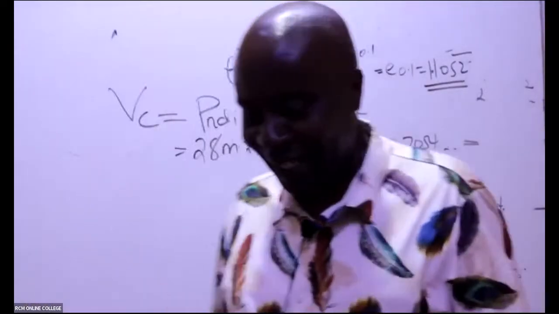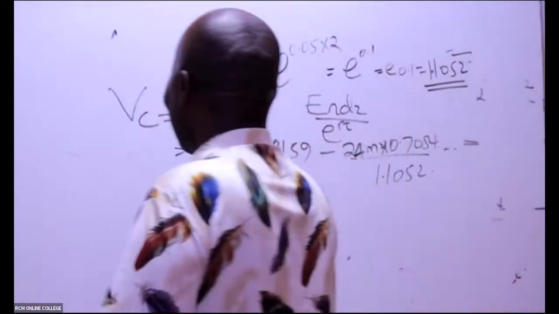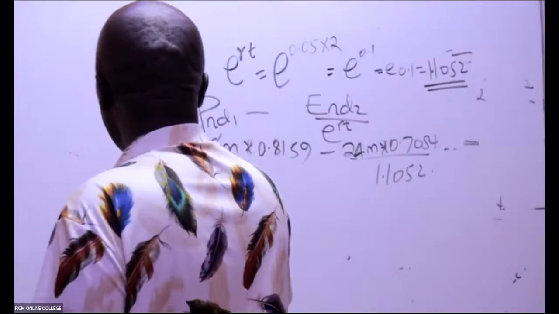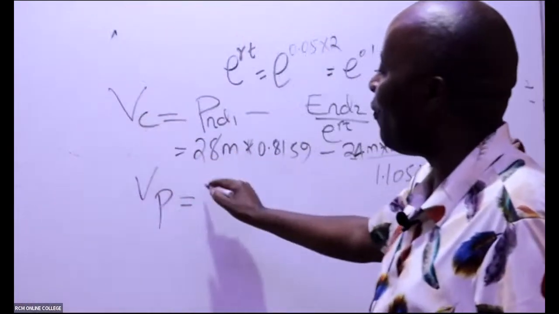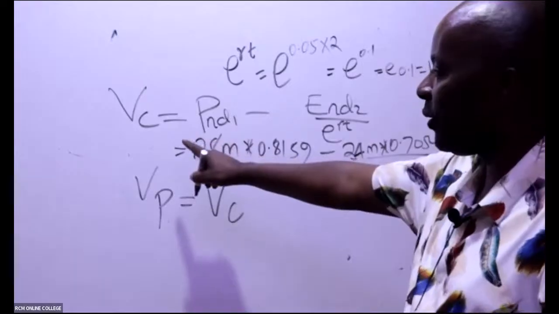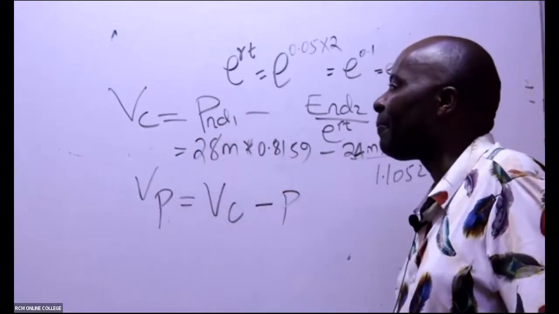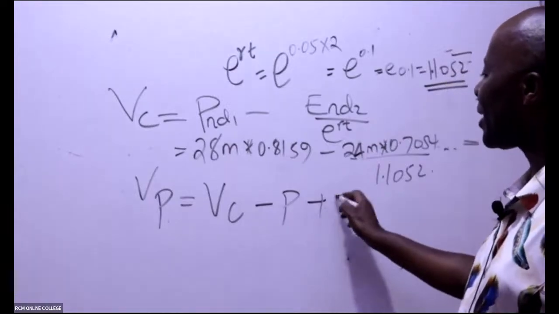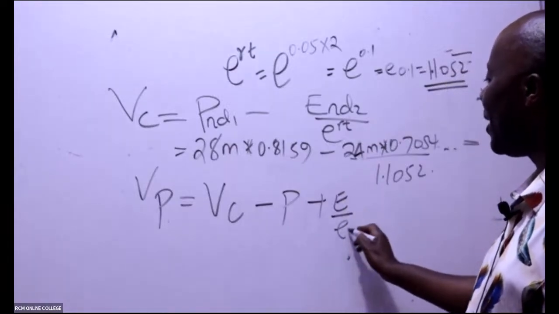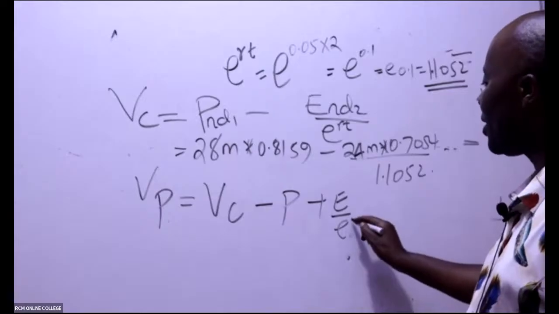But just in case for that student who wants an award, is there somebody who knows how to get the value of a put? So the value of a put will be the value of what here? Somebody, the call. And then you take this to the other side, minus, in this case here, the P, plus exercise price divided by e raised to rt.